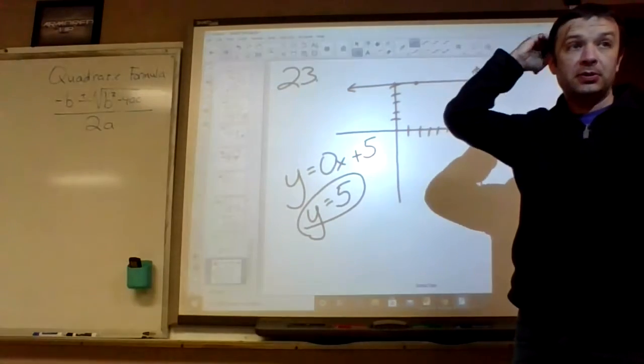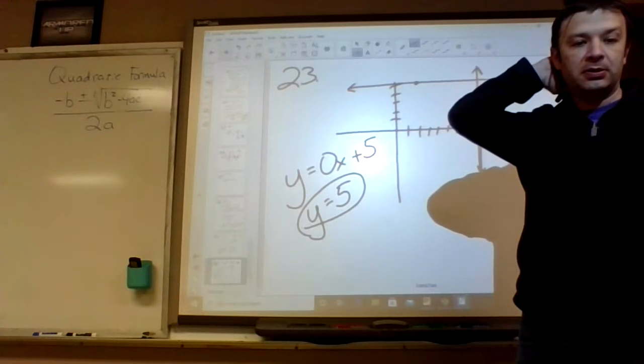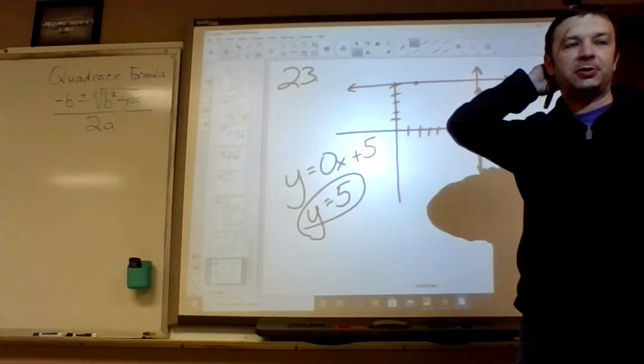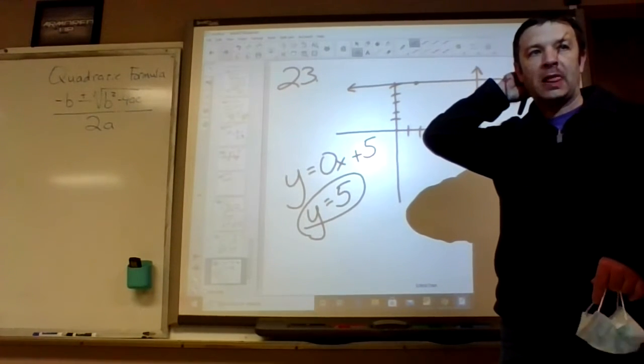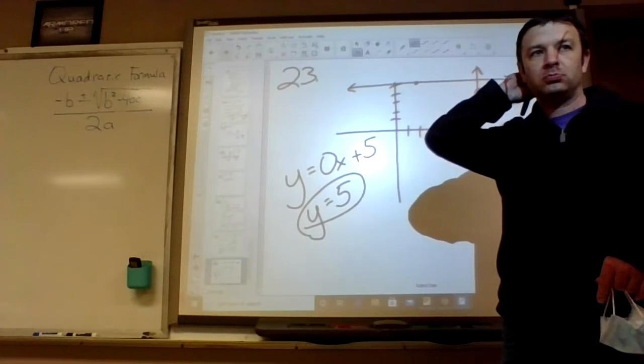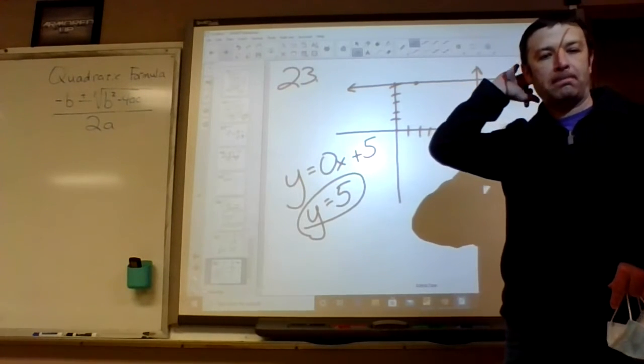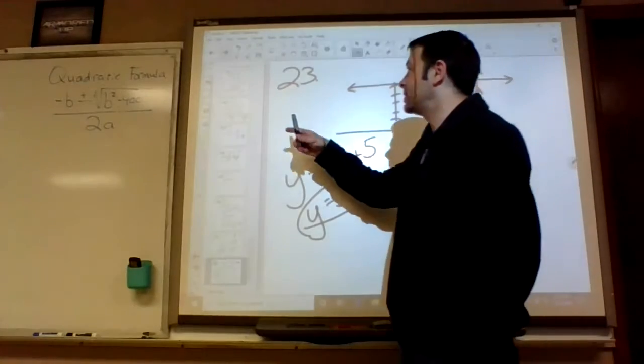But we already found b. It's 2. We haven't found b yet, no. That's on their equation. We're writing a different equation. So does 2 play any part in it? No. 2 does not play any part.